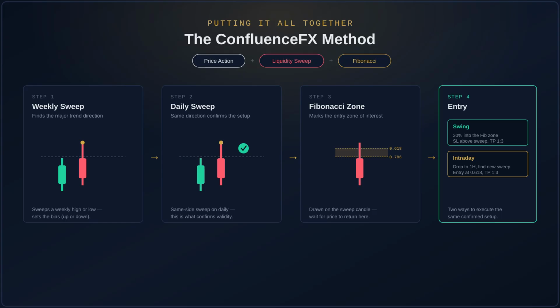Now, understand how we use liquidity sweep in the ConfluenceFX method. Our method is based on price action, liquidity sweep, and Fibonacci. First of all, we analyze the weekly timeframe to find a valid liquidity sweep, which shows us the major timeframe direction or trend. Then we shift to the daily timeframe and look for a valid liquidity sweep in the same direction as the weekly. We draw Fibonacci levels on the liquidity sweep candle and mark the 0.618 to 0.786 levels. Next, we find entries for swing as well as intraday setups accordingly.